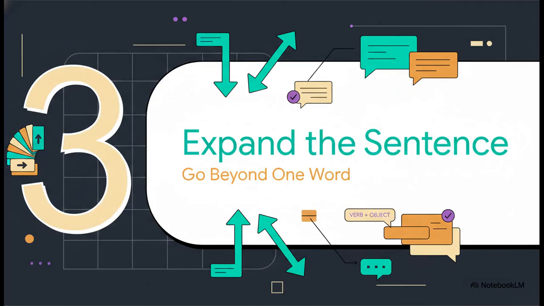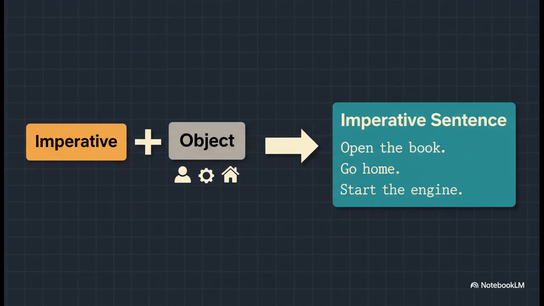Okay, so you've totally got the one-word sentence down. That's awesome. Now, let's take that simple foundation and start building on it. We're going to make our sentences even better. And the recipe for this could not be simpler. You just take your imperative, your command word, and you add an object. An object is just a person, a place, or a thing. This is how we start adding all that juicy detail.